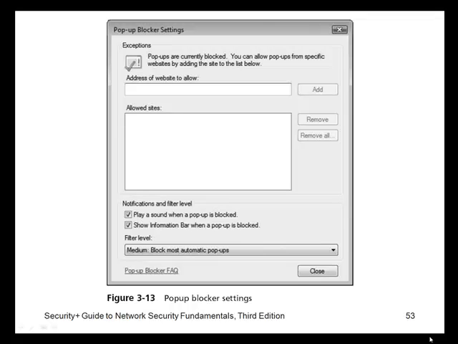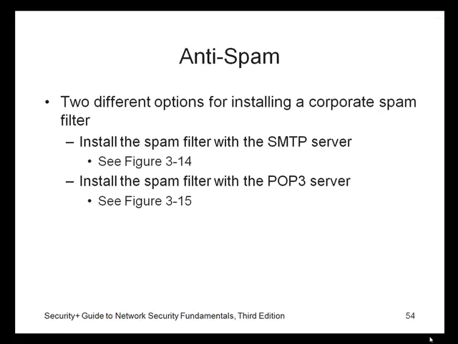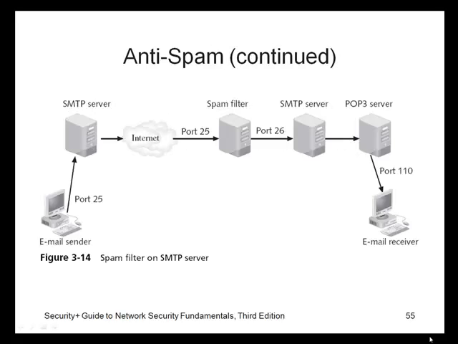Show information bar that the pop-up was blocked. Here are your options, and usually allow pop-ups on this site forever or temporarily allow pop-ups. Temporarily would be for that session. Anti-spam. Spam filters on the SMTP server, spam filter on the POP3 server. The SMTP server actually makes more sense because that's where the mail's being transferred. If you do it on the POP3 server, it's already been delivered by the SMTP server, so you've used those resources. Might not be downloaded to the user, but it has been transferred.